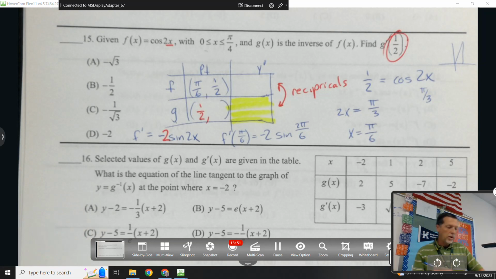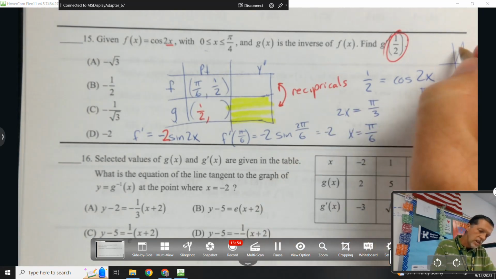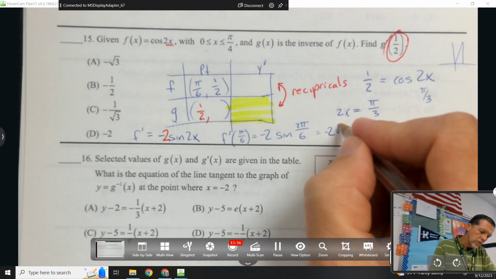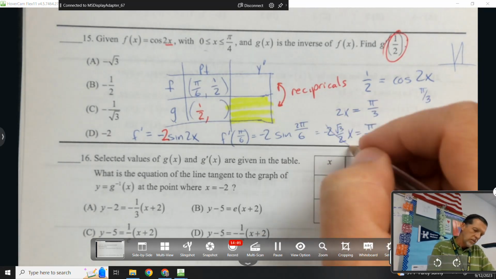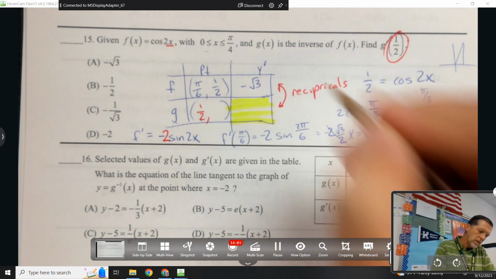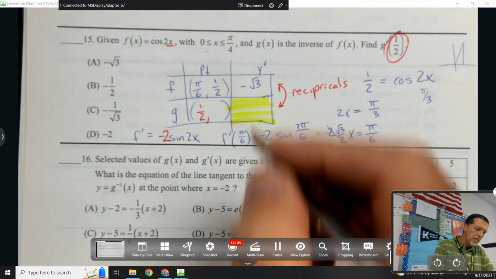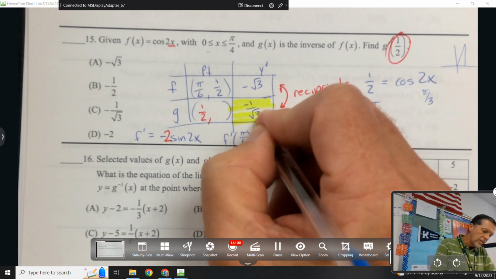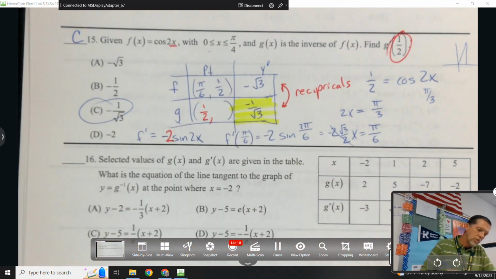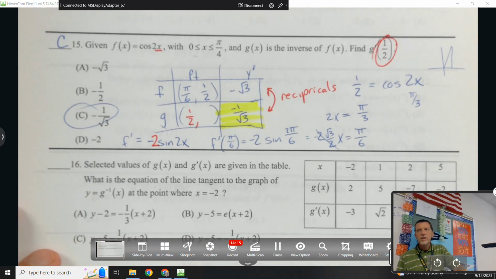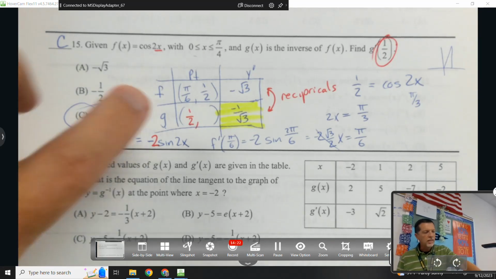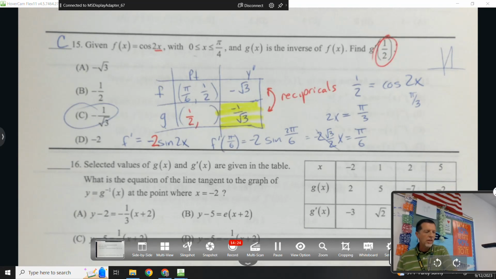So sine of pi over 3 is root 3 over 2. So the 2's cancel, and that's negative root 3. And then if I flip it over, negative 1 over root 3, answer choice C. Those problems, there's just a long way to get there. So many pieces. But I think the table helps keep your thoughts organized.